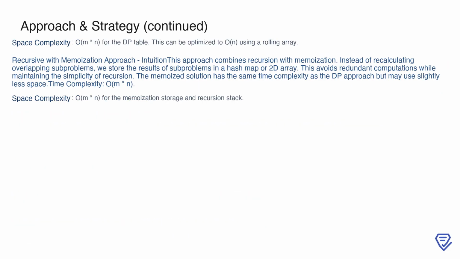The dynamic programming approach, while efficient, uses O(m*n) space for the DP table. However, this can be optimized to O(n) using a rolling array, which helps minimize memory usage.